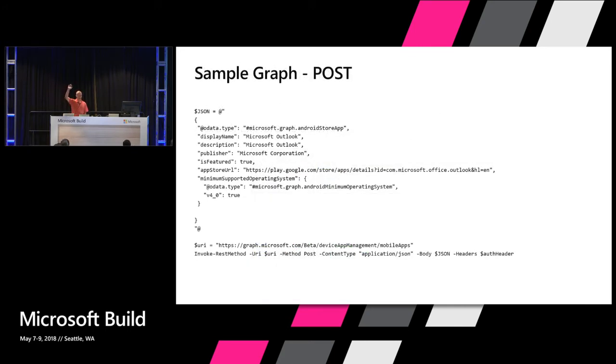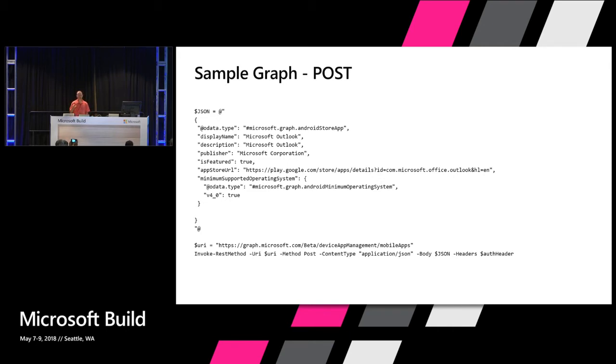Everybody familiar with JSON? All right. So here's a good example of basic JSON text used in the context of a PowerShell script, where I'm defining some information about an Android store app. In this case, it's Microsoft Outlook, and there are some associated properties with this particular application.